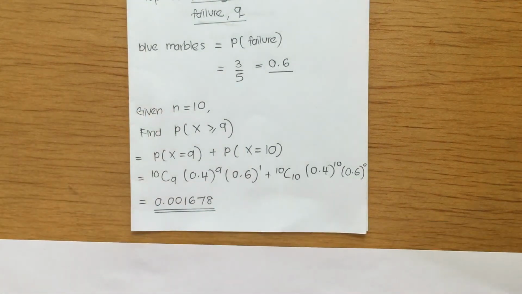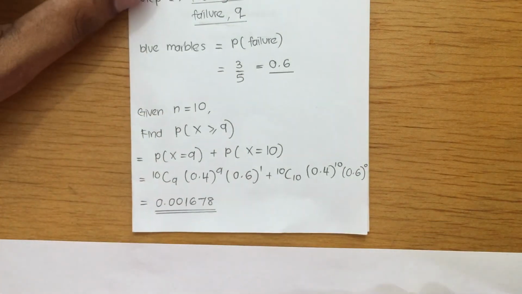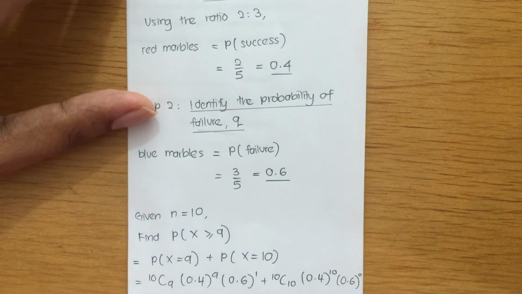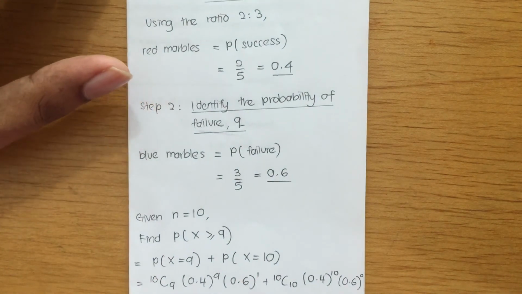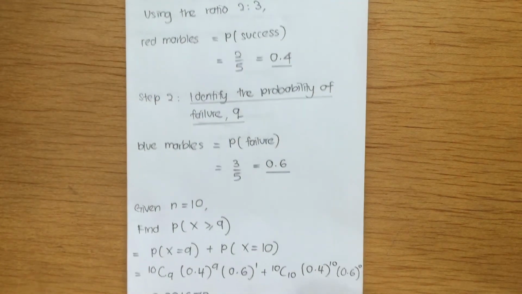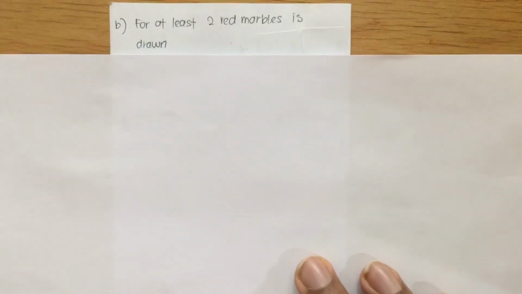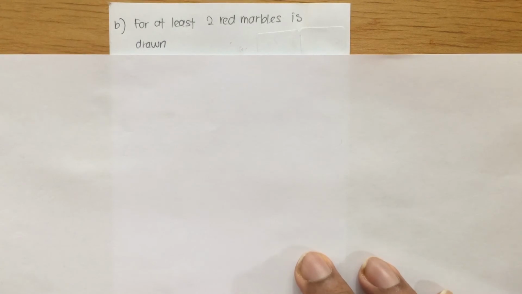Okay. Let us proceed to question part B, where the question asks: at least 2 red marbles are drawn. Okay, please hold on for a moment. Okay, let us start to discuss question part B.